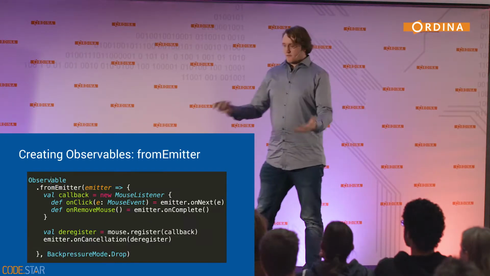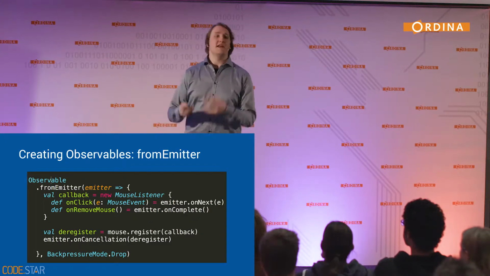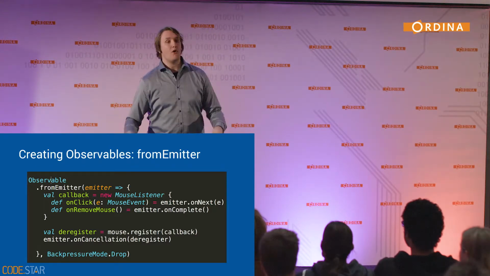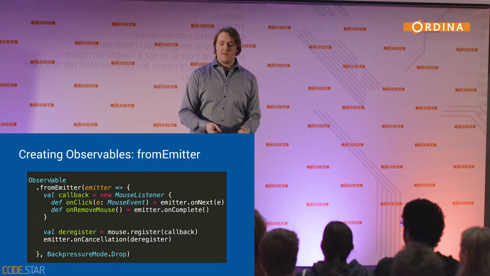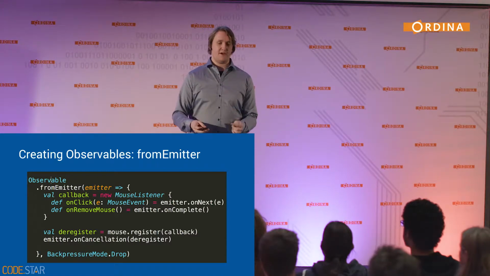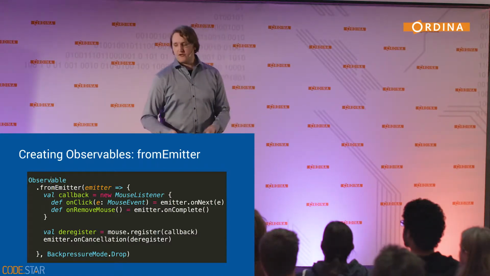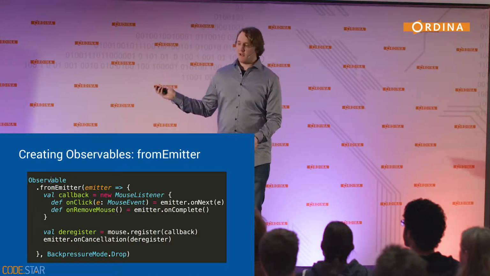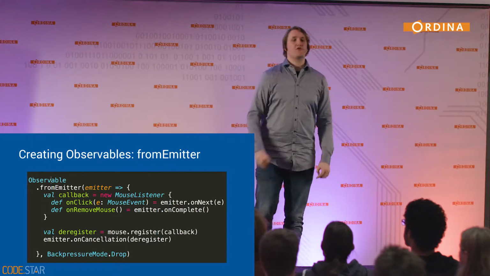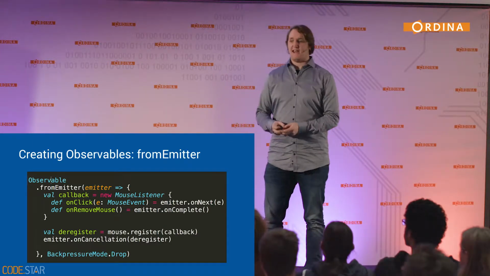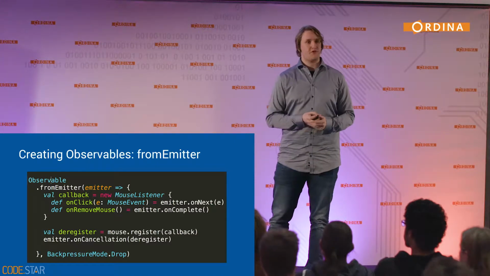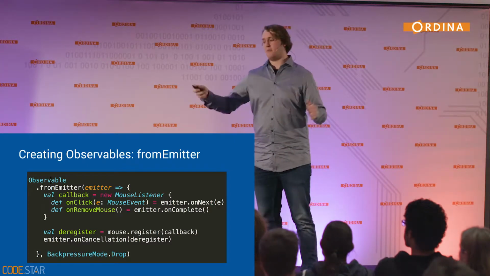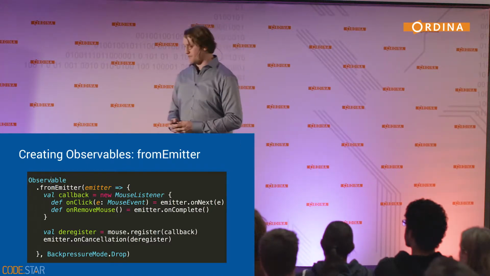So, the trivial case: when you already have a fixed number of values, or when you already have a collection of something, just call observable from, say which collection you want to transform into an observable, and Rx will transform it into an observable at the pace the subscribers can handle.